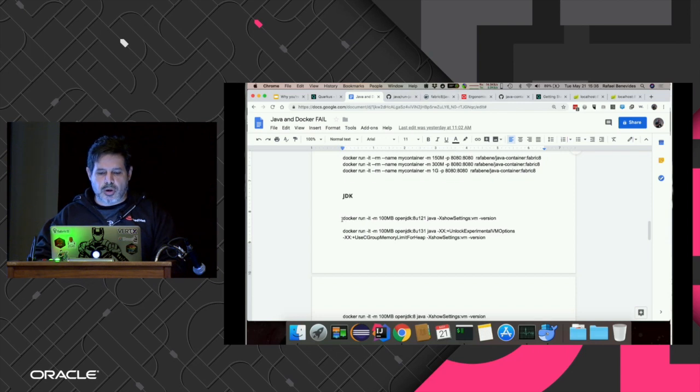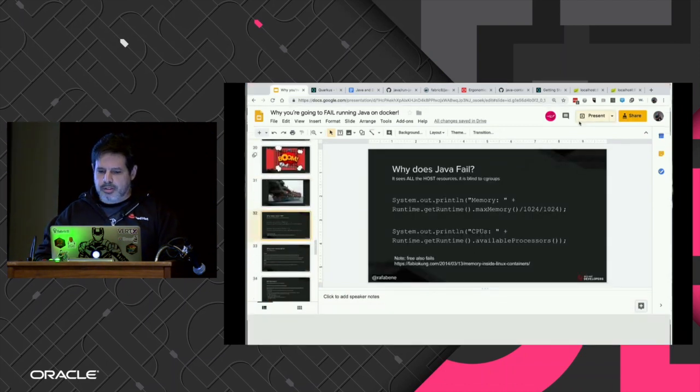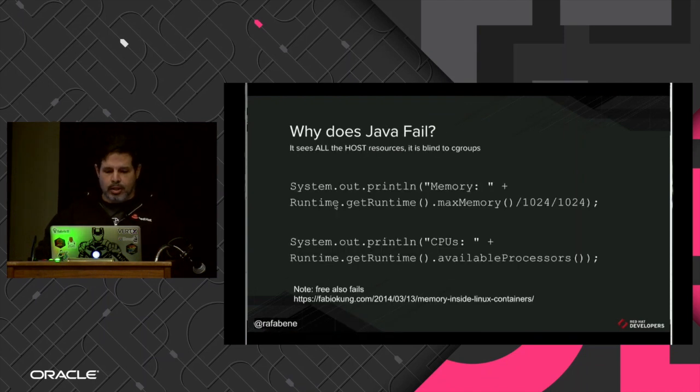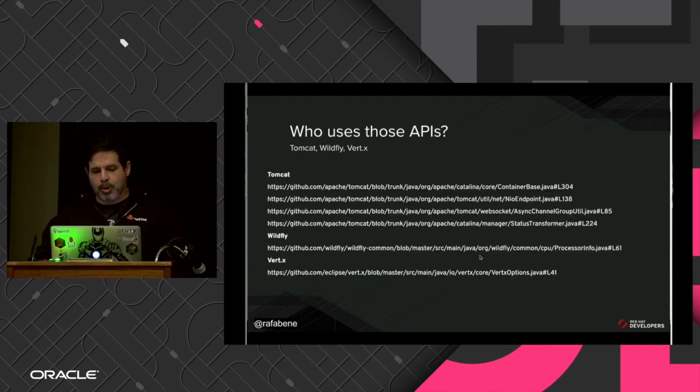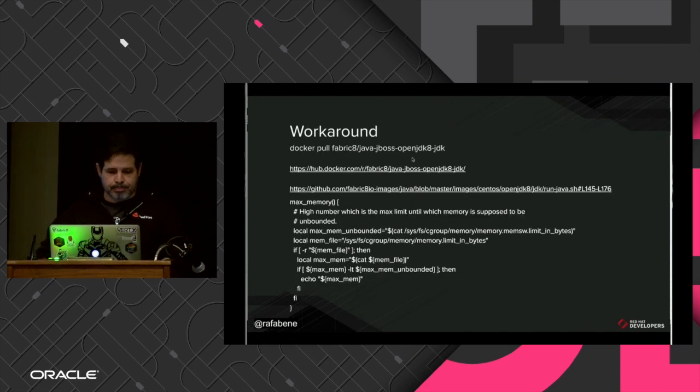if we want to explore a little bit more, we don't need to create this kind of application just to try. Especially because, just to share with you something important, most of the time this calculus is based on that API that I showed to you: Runtime.getRuntime().maxMemory and Runtime.getRuntime().availableProcessors. The problem is that most servers use those APIs, like Tomcat. You can see a lot of usage here: WildFly, Vert.x.